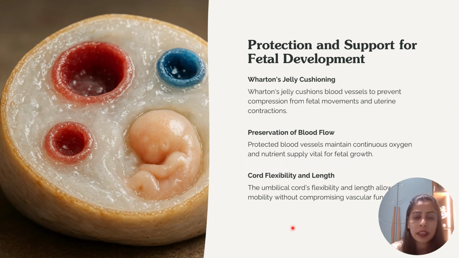Next is cord flexibility and length. The umbilical cord's flexibility and length allow mobility, reducing the risk of vascular compromise and supporting normal fetal development, as you can say. The cord is stretchy and long like a bungee cord. This allows the baby to tumble, turn and move around in its womb without cutting off its own blood supply.